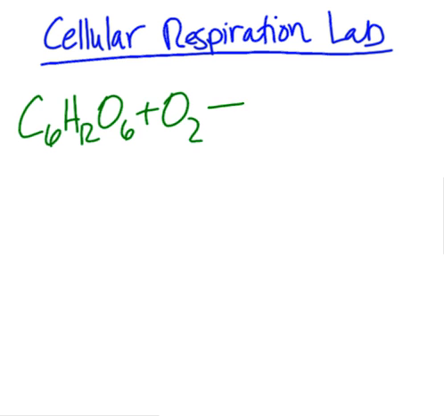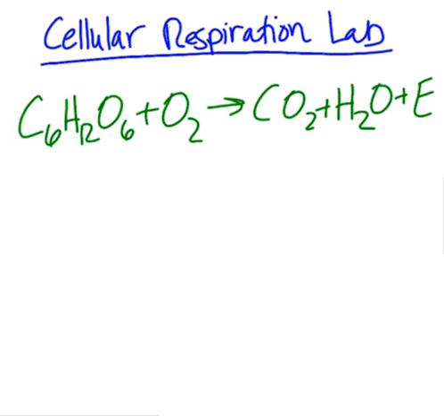Alright, this is your cellular respiration pre-lab video. Cellular respiration is, of course, referring to the process of oxidizing glucose in order to make a usable form of energy. So we have glucose, which is C6H12O6 plus O2, forming CO2 plus water and energy. Now if we were to have our equation balanced, we would have six oxygens, six CO2s, six waters, and then the energy is mainly referring to ATP.